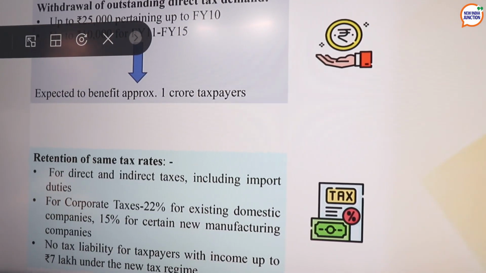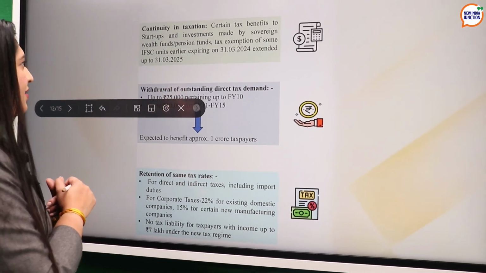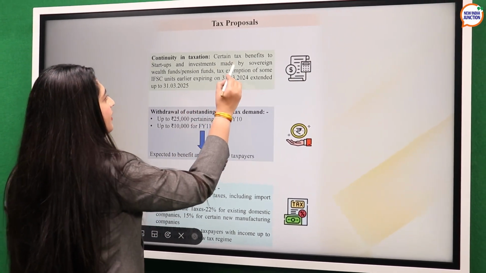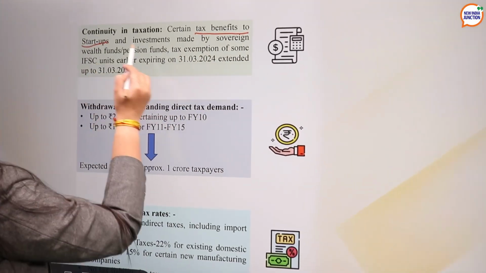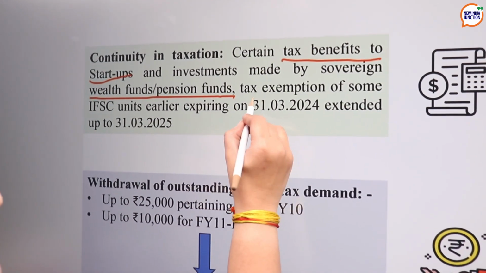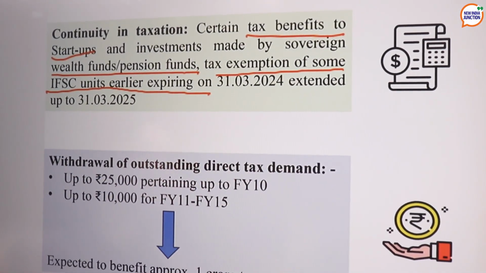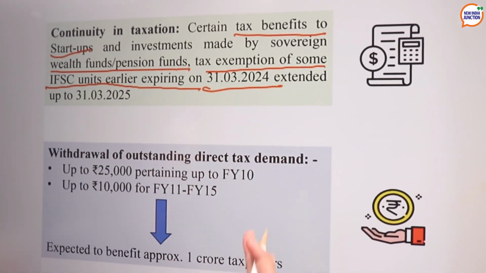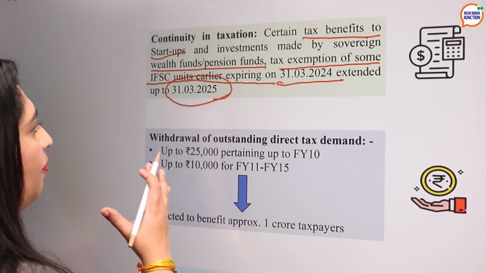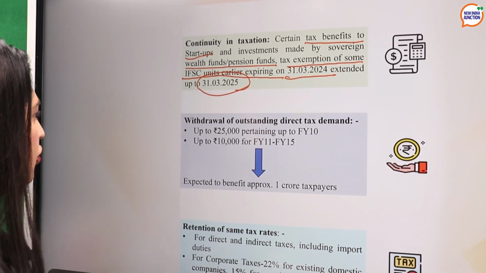Now, let's talk about tax proposals, which is in continuity to the last slide we spoke about. So, continuity in taxation, certain tax benefits to startups and investments made by wealth funds and pension funds, and tax exemption of some IFSC units, which were earlier expiring on 31st March 2024, has now been extended up to 31st March 2025, which is a 1 year extension.